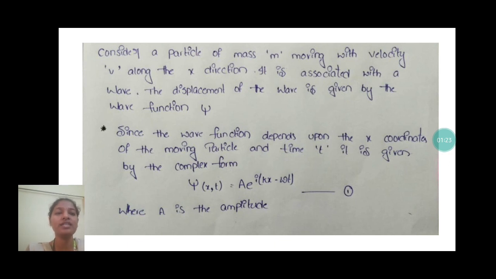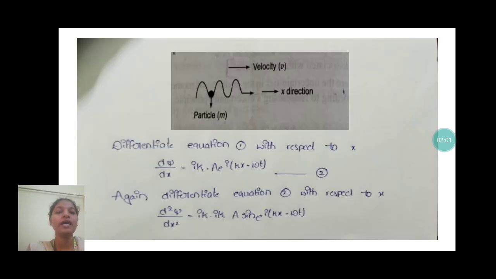Consider a particle of mass m moving with a velocity v along the x direction. It is associated with a wave. The displacement of the wave is given by the function psi. Since the wave function depends upon the x coordinate of the moving particle and time t, it is given in the complex form psi of x comma t equals A e power i of kx minus omega t. Write it as equation 1, where A is the amplitude, and this is the diagram of the wave.